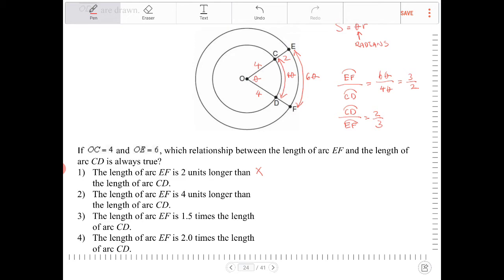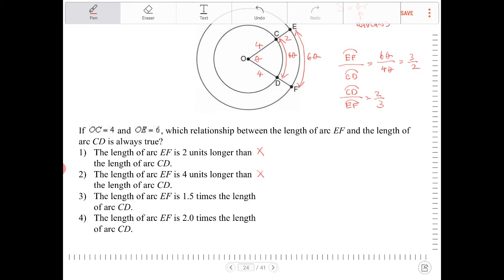Option 2, the length of arc EF is 4 units longer than the length of arc CD. We don't know whether that's the case or not. We know that 6 theta is 2 theta longer than 4 theta, but that's not to say that that translates to 4 units or 2 units.